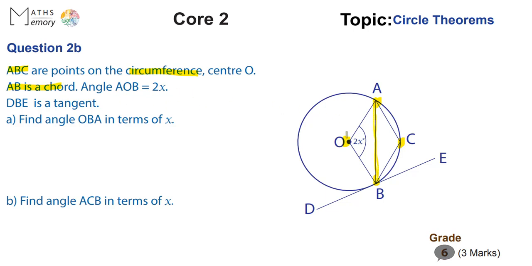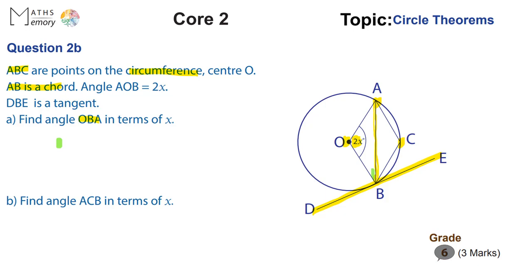Angle AOB is 2x, and DBE is a tangent over here. Find angle OBA. So angle OBA, let's color code this. Let's call it green. OBA, this bit over here, that's what you want to find out. Right, let's go through this.